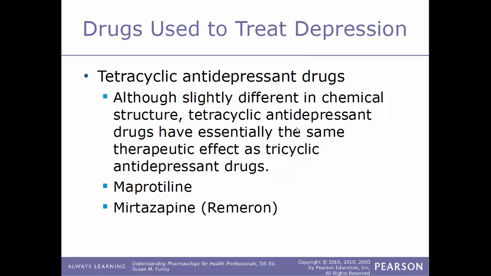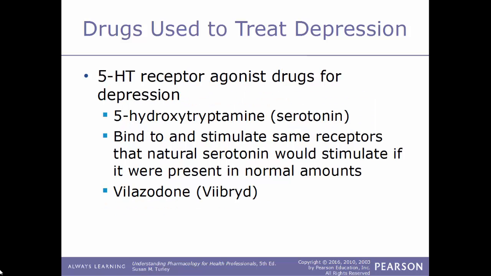The other category of drugs used to treat depression are the tetracyclic antidepressants. Although slightly different in chemical structure, tetracyclic antidepressants have essentially the same therapeutic effect as tricyclic antidepressants. Some examples of this category of drugs would include maprotiline and also mirtazapine, also known by its trade name Remeron.